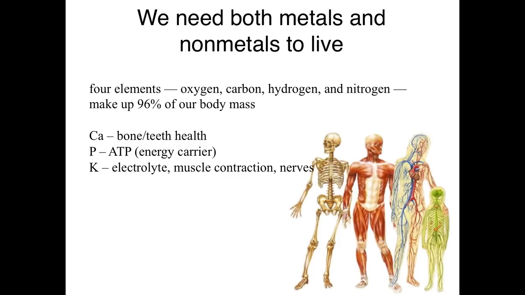This next element is important as an electrolyte. It allows for muscle contraction and nerve impulses to occur. Symbolized with the letter K is potassium. The next element is important for fluid balance because it exists as a negatively charged ion. It's also found in your stomach acid, HCl. Its chemical symbol is Cl.